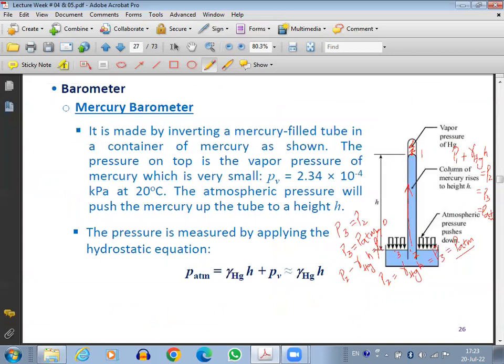Here what is written is that I'm saying P1 is 0 vacuum, but here it is saying that no, some of the mercury will evaporate. Some of the mercury will evaporate. So there will still be some vapor. Actually, there is one concept that within this world, you cannot achieve vacuum.